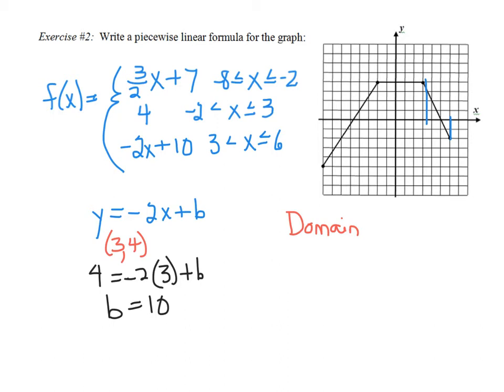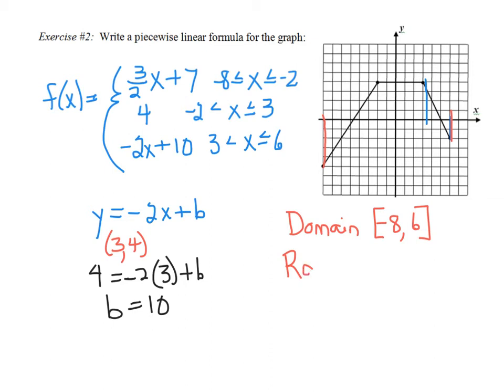The domain, of course, starts over here at negative 8 and goes all the way over here to 6. So I'm going to use negative 8 to 6 in interval notation as the domain of the whole piecewise function.